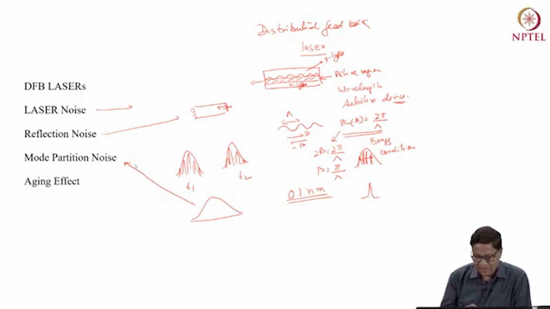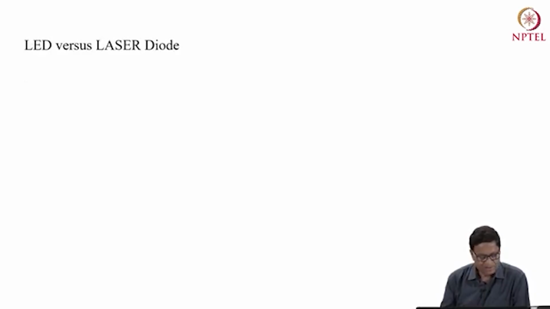And the next one is the aging effect, because you have some mirrors here. With continuous operation over the life of the mirror, the reflectivity is affected. It may go down. So this results in some reduction in the power output. This is another point one should consider, the aging effect of the laser. So these are some of the impairments which happen in the case of a laser.